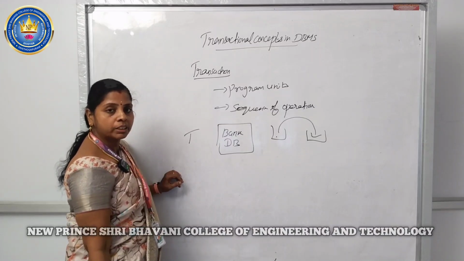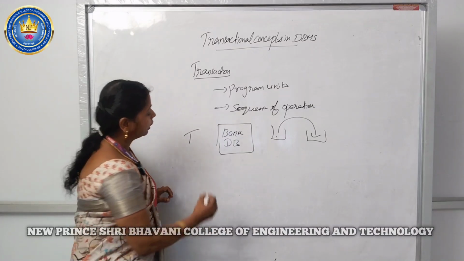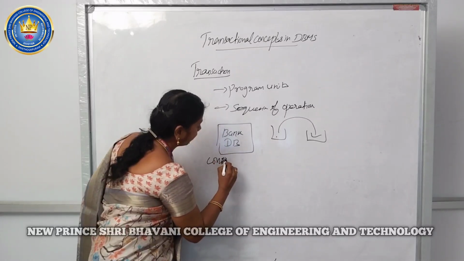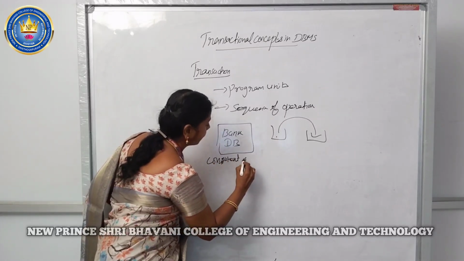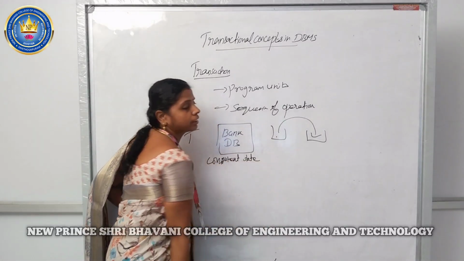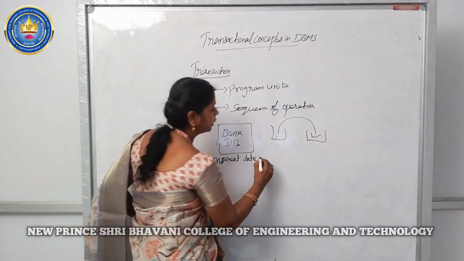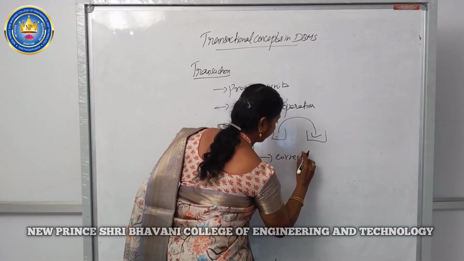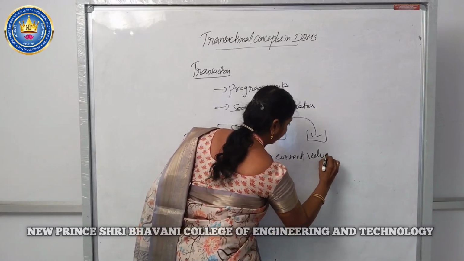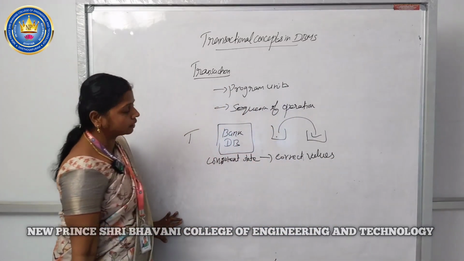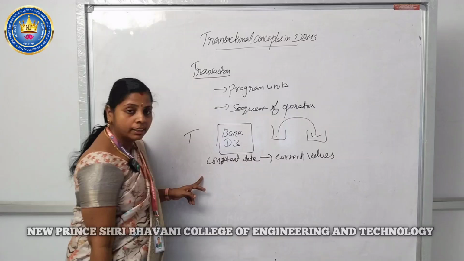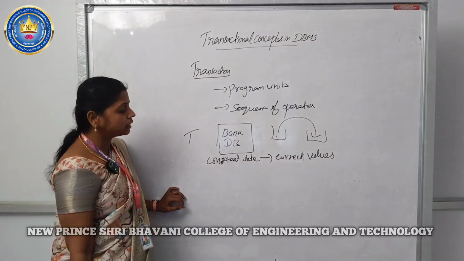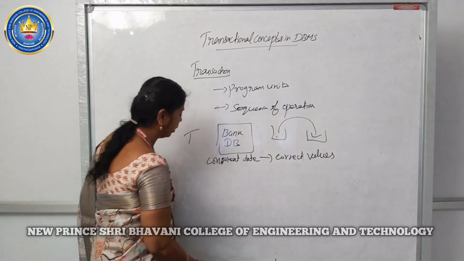Even though the database will change, the database should maintain a consistent state. Consistent state means correct values. After executing the transaction, we should maintain the database in a consistent state, that is, with correct values. So consistency means, let us see one example.